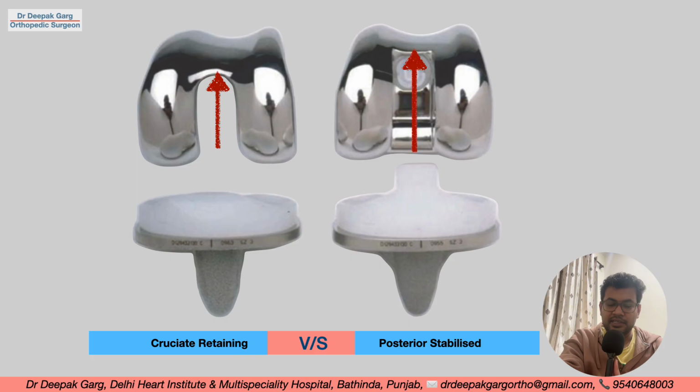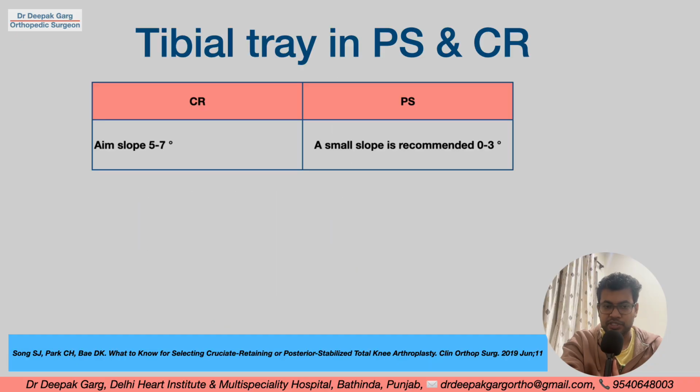Now choosing the cruciate retaining versus posterior stabilized component. This is a cruciate retaining and this is a posterior stabilized component. Now what is the difference that we take in our knee replacement surgeries when we choose cruciate retaining versus posterior stabilized? When we do a cruciate retaining, we usually aim for a slope of around 5 to 7 degrees. When we use a posterior stabilized, we take a small slope, which is recommended at around 0 to 3 degrees.